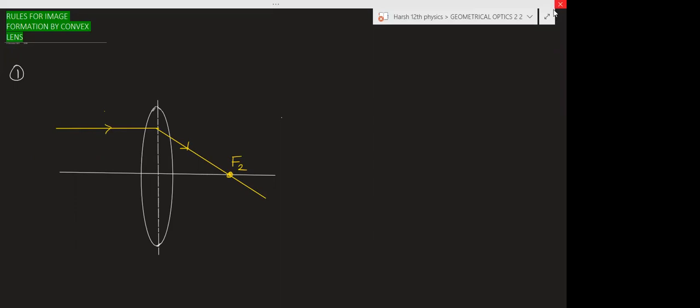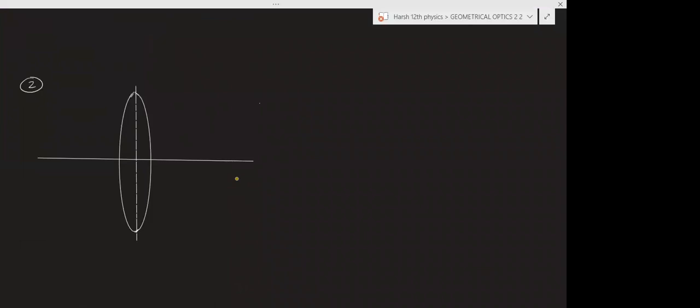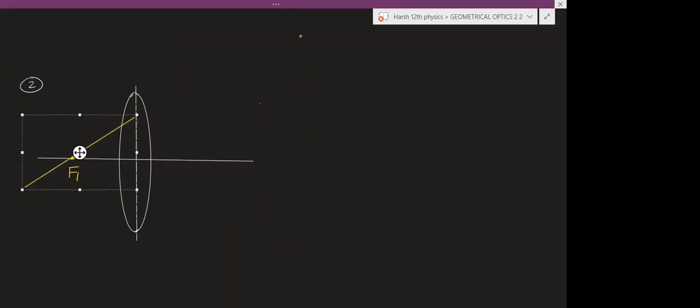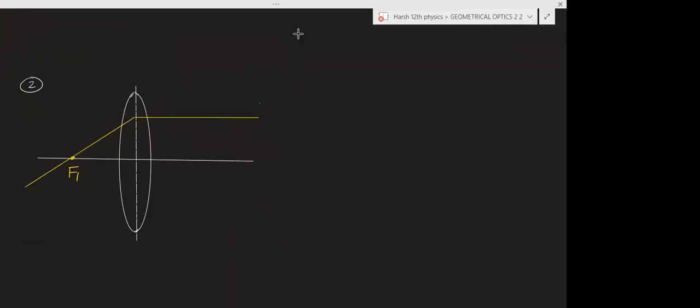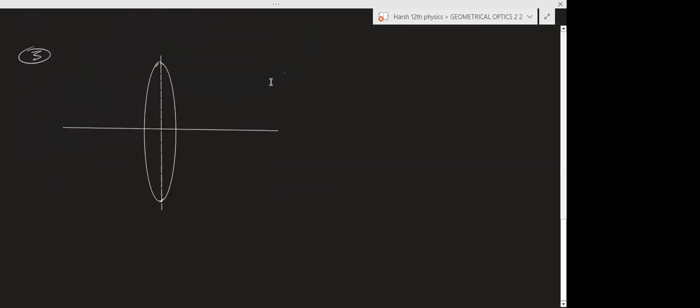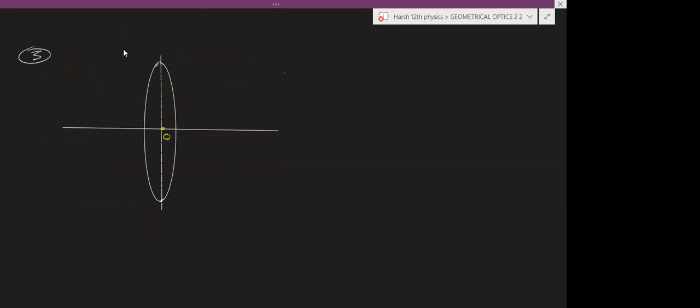A ray of light parallel to the principal axis, after passing through the lens, will pass through the focus. Now the next rule. Suppose here is the first focus F1, and if a ray of light is passing through the first focus and striking the lens, after passing through it becomes parallel to the principal axis. That is the second rule. Now the third rule is very simple, you already know. Whenever a ray of light passes through the optical center, it will pass straight.